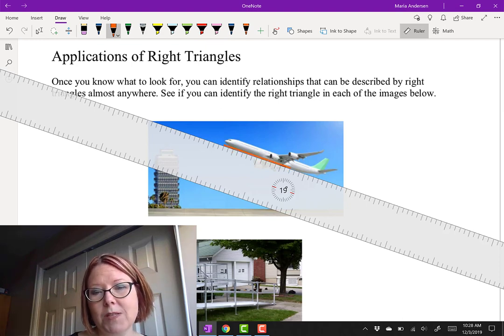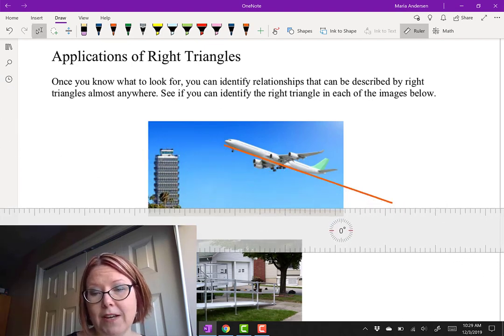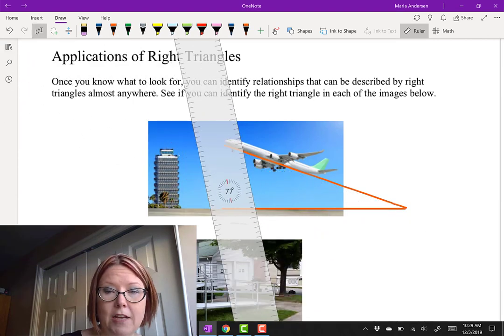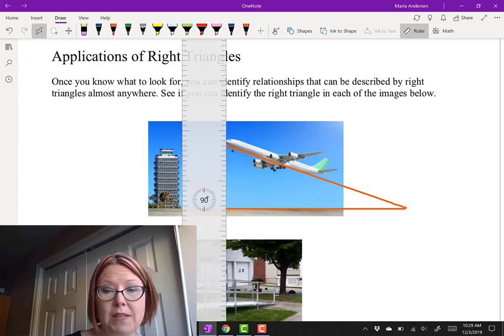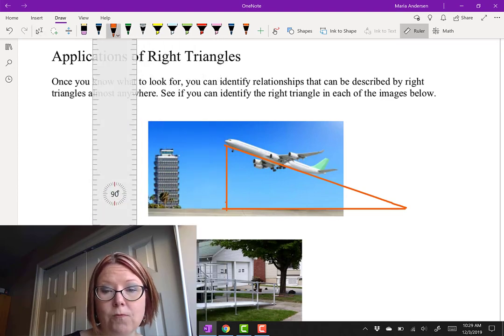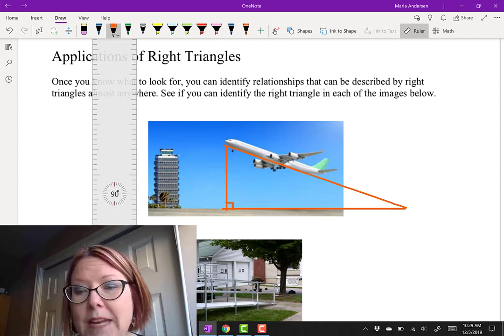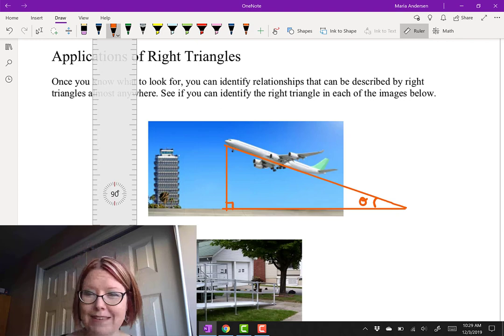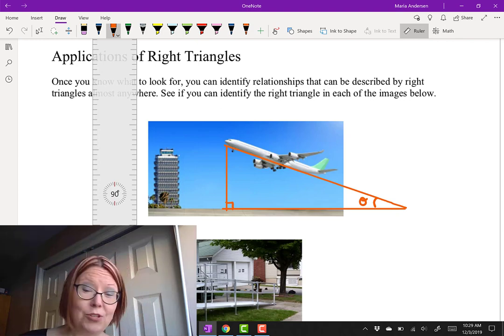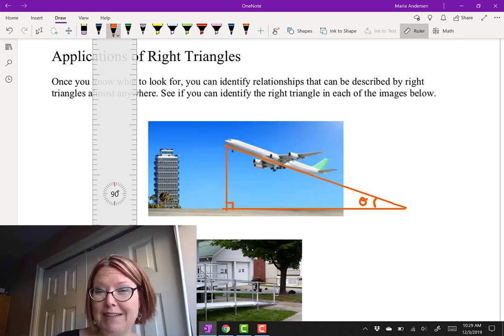So I can use the plane's body to draw one side of the triangle, the ground to draw another side of the triangle, and then a vertical can be made between the ground and the nose of the plane. And that would be a right angle describing the angle of takeoff for this plane. The angle of takeoff you could label with theta or alpha or something like that. And that might be relevant to the type of plane, the speed of the plane, etc.